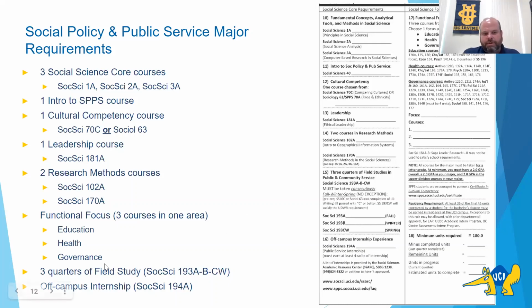And then again, I mentioned field study courses as well. That's a year-long sequence, and it's called 193A, B, and C, which is right here in number 15. So you'll take that in the fall, winter, and spring. It's a year-long sequence. And then there's also an off-campus internship, which is called Social Science 194A, that could be an area of social policy or public service as well. And that's kind of the basic breakdown of the major requirements. So that way you can see what types of courses you're going to be taking in the next 2 or 3 years, depending on your time frame.